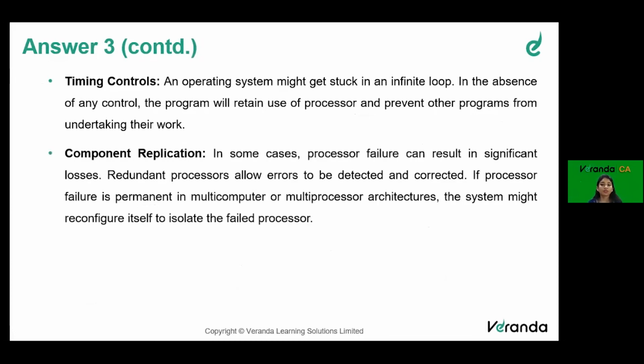Component replication. Processor failure can result in significant losses. Imagine my network is linked to 150 computers in the office, and on every screen Excel is stuck. In that case, there's going to be a huge loss. So the computer needs to understand that it must reconfigure itself, remove that Excel coding and reinstall a new Excel software. The term used, component replication, is difficult, but this is the meaning. It needs to remove that bad software and reconfigure itself.